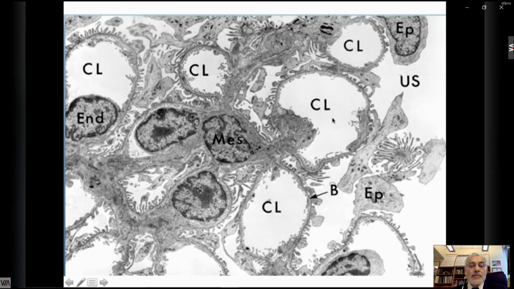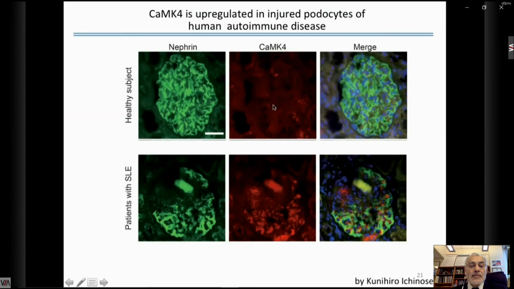And therefore, every time you have immune complexes going through the capillary lumen, some of them, of necessity, move into the mesangium. So every time you sneeze and you have immune complexes, one of them is going to be found in the mesangium. That is very important, and we usually overlook that event. We looked at the expression of CAMK4 now in podocytes from patients with systemic lupus erythematosus. As you can see here, nephrin, let me just introduce to you nephrin. Nephrin is a marker of podocytes, and it's the protein that is making the feet touch together perfectly.